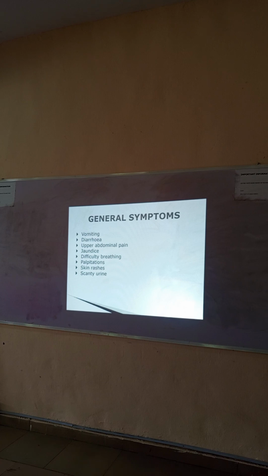Good morning, everyone. I'll be talking on the general symptoms of acute poisoning. So, symptoms, we all understand what symptoms mean. That is the manifestations that the patient himself or herself would see when this happens. So, firstly, there can be vomiting, diarrhea, upper abdominal pain, jaundice, difficulty in breathing, palpitations, skin rashes, scanty urine or low urine output.